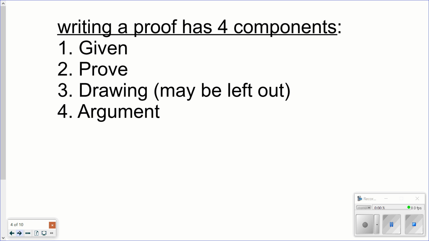When you are writing proof, there are four components. The given, that's what they give you. Prove, what you are trying to prove. A drawing, and sometimes that may be left out, so you might have to draw what's going on. And then four, your argument.